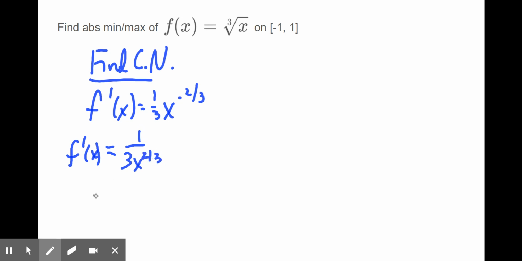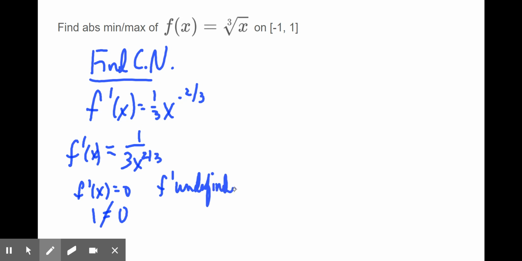The first thing that I can do is figure out if f prime of x is equal to 0, but that would mean 1 has to equal 0. That doesn't do anything. So f prime would be undefined if 3x to the 2/3 is equal to 0. You can solve that pretty easy. X has to be 0. So x equals 0 is a critical number. Again, it's undefined there, but it's still a critical number.